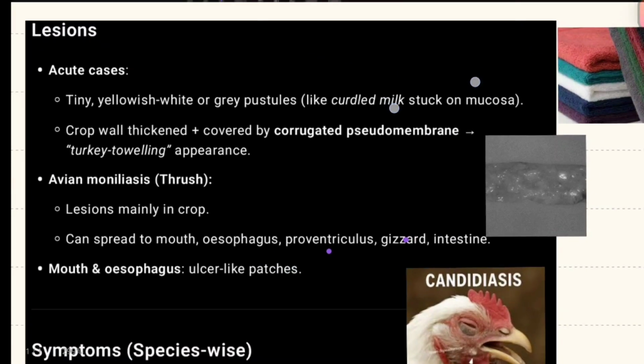So when it comes to the lesions, in the acute case, small, tiny, yellowish to white or grey pustules are noticed. They look like curdled milk stuck on the mucosa of tissues such as the mouth and GIT. And this is a characteristic feature in the acute case.